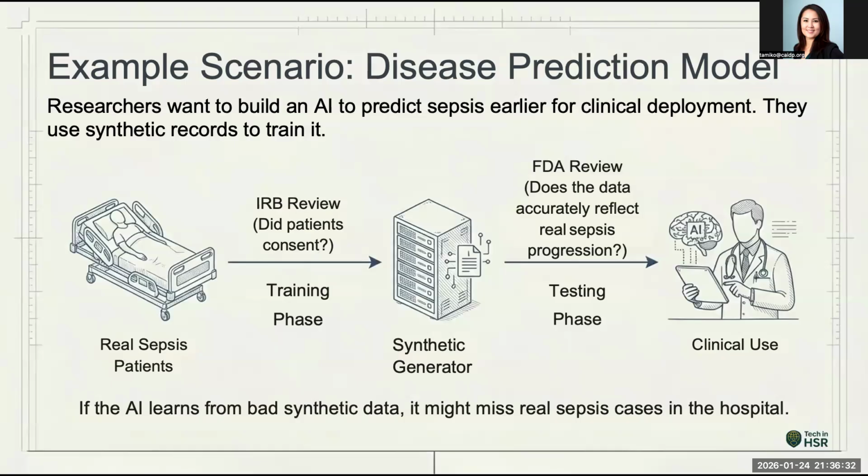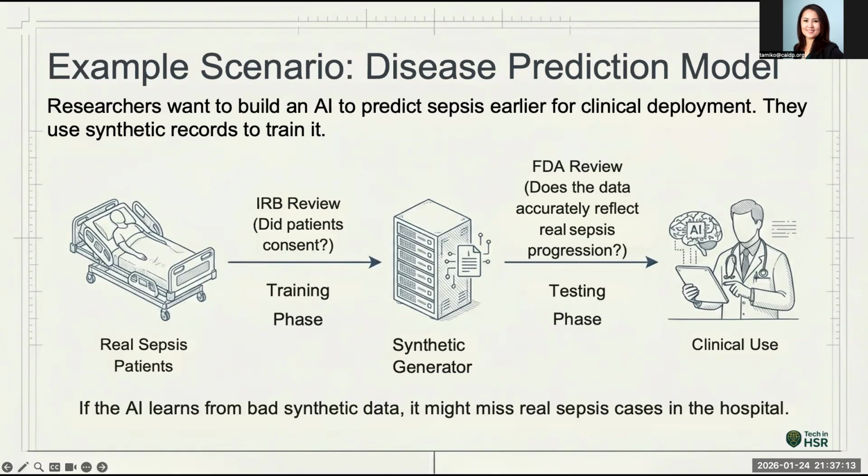And then next is clinical deployment. So you're going to use it in a clinical environment. And that could be for research, right? But a doctor is basically using this AI tool to make decisions about real patients. And so the real critical patient safety concern is if the AI learns from bad synthetic data, it might miss real sepsis cases in the hospital. And that is not a theoretical risk. It happens. A patient dying because the training data was not representative enough. It was too fake, or it didn't reflect the right population.